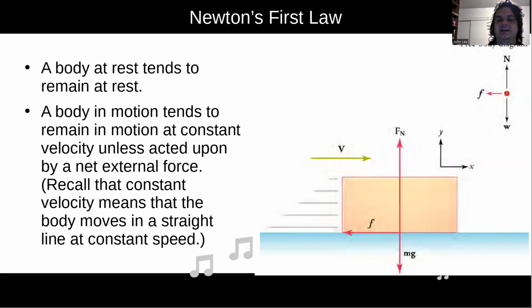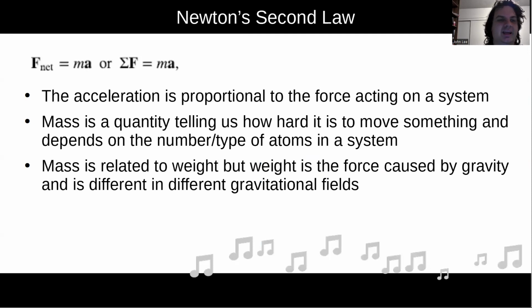So what Newton's second law is that the net force is equal to mass times acceleration, which means that the acceleration is proportional to the force acting on a system. As you move an object forward with a constant force, it's going to accelerate constantly. And if you have an object that's moving with a non-constant force, then the acceleration is going to be proportional to this non-constant force that's acting on the system.